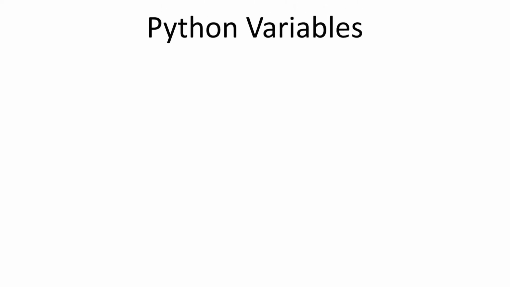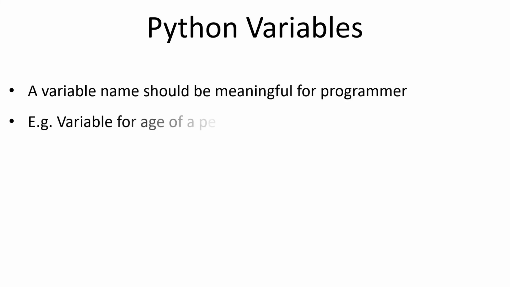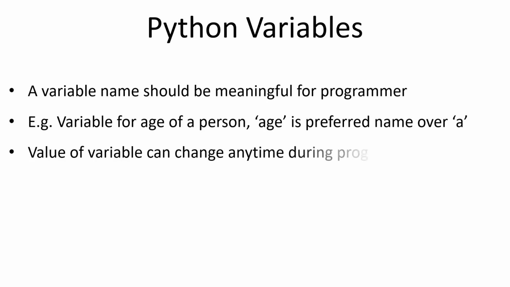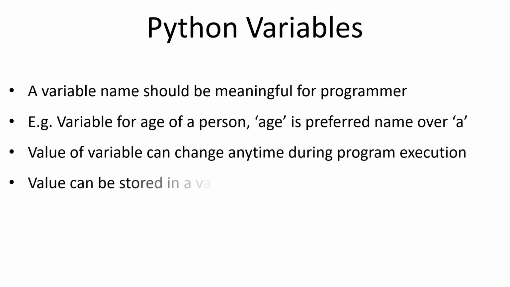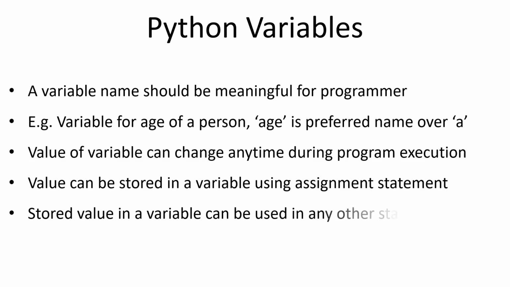A variable name should be meaningful so that we are able to maintain the Python program easily afterwards. For example, if we need a variable to store the age of a person, the variable name age should be the preferred name over a simple letter. The stored value of a variable can be changed at any point during program execution. To store a value in a variable, an assignment statement is used. How to do it, we will see in a while.